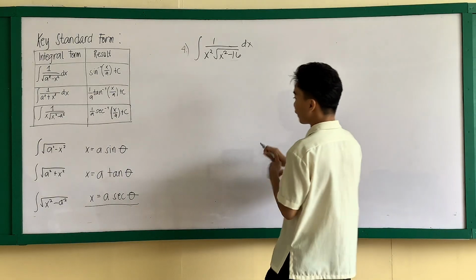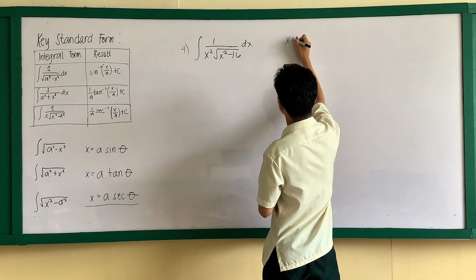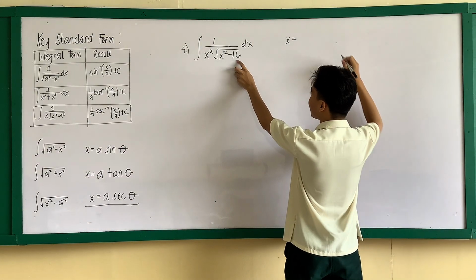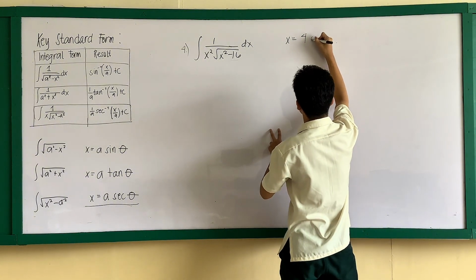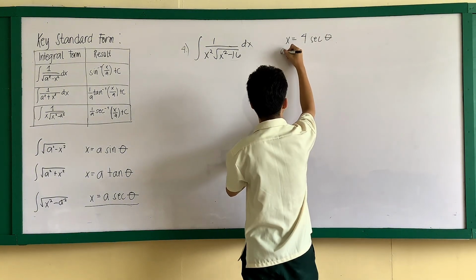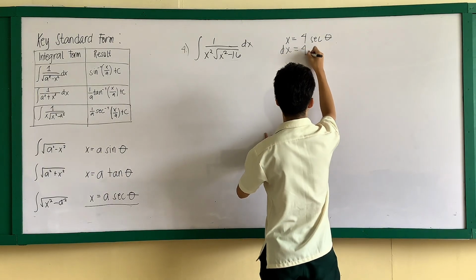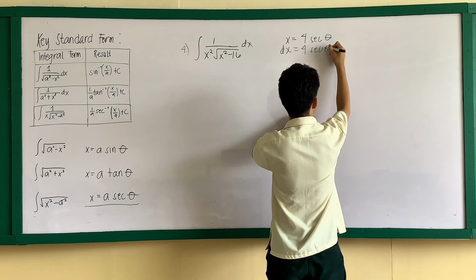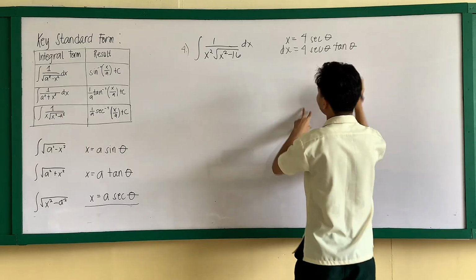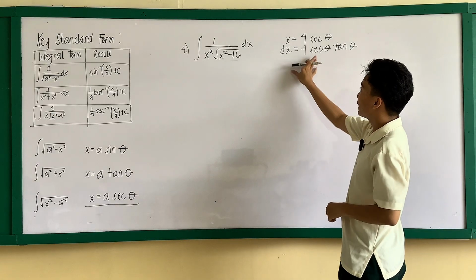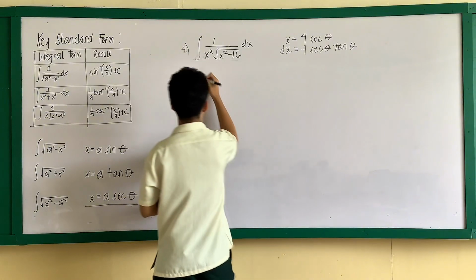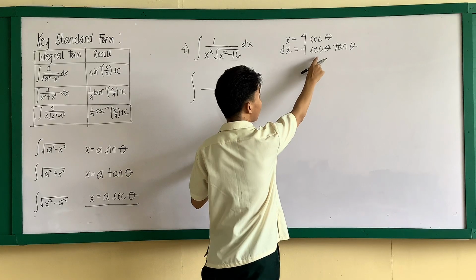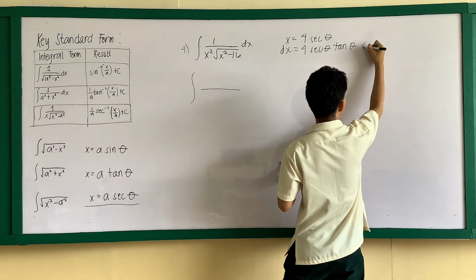So now we're going to find the value of x. Value of x is a, so the square root of 16 is 4 secant theta. So we need to derive it. The derivative of secant is secant theta tan theta. So now we need to substitute this into our original problem. So the integral of dx, we need to substitute the dx into 4 secant theta tan theta d theta.